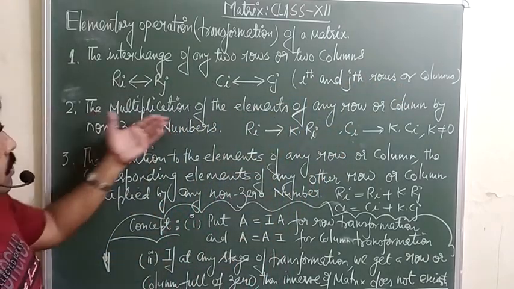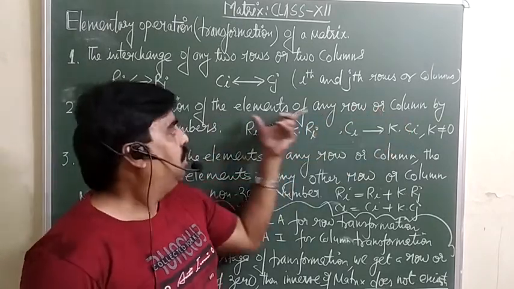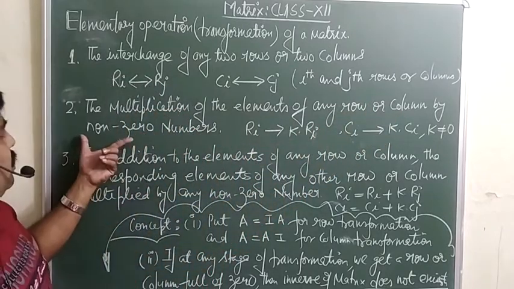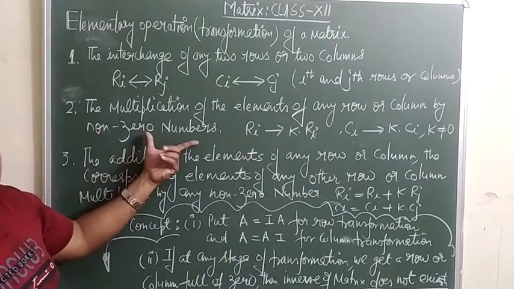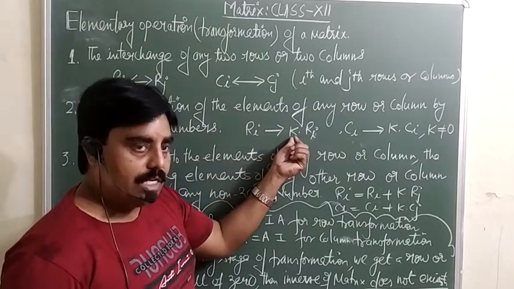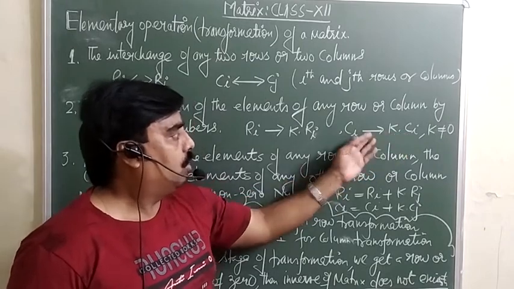Second, you can multiply the elements of any row or column by a non-zero number. Like the ith row, you can multiply by any scalar quantity. Similarly, it is also there for the columns.